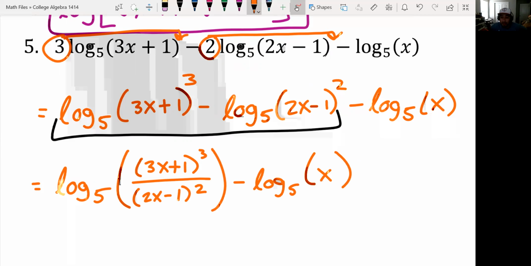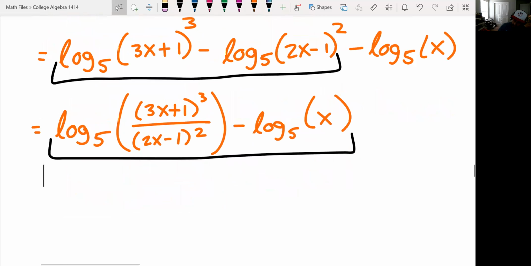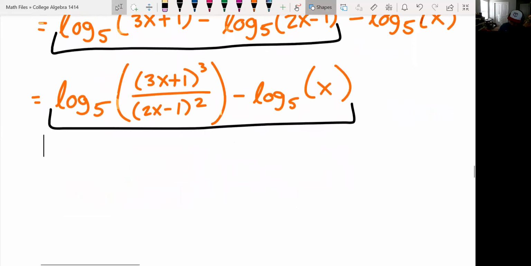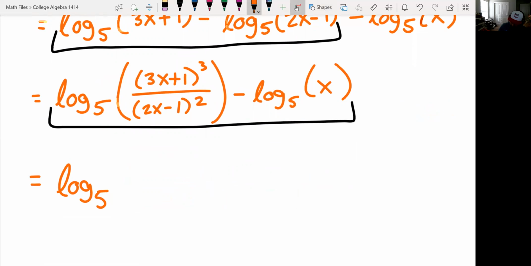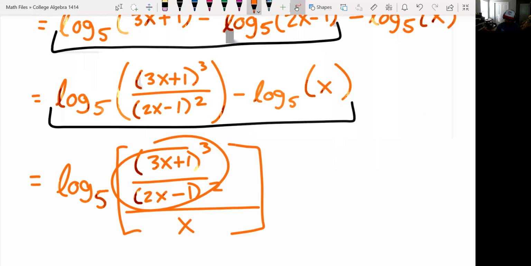Okay. And then, once again, we quotient to difference that one. Difference to quotient, right? Quotient to difference, difference to quotient. Just know that we're reversing it. So I'll get log base 5, big bracket to be neat, of 3x plus 1 cubed over 2x minus 1 squared over x. And now you have a fraction over a fraction, because you can put x over 1 and multiply by the reciprocal.